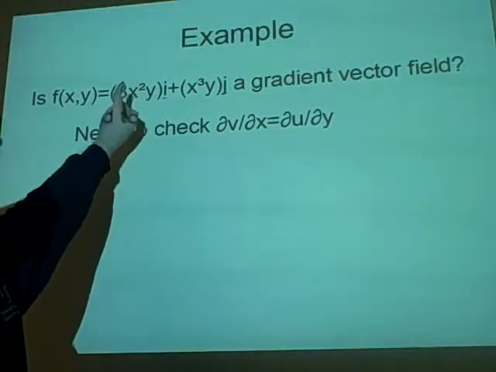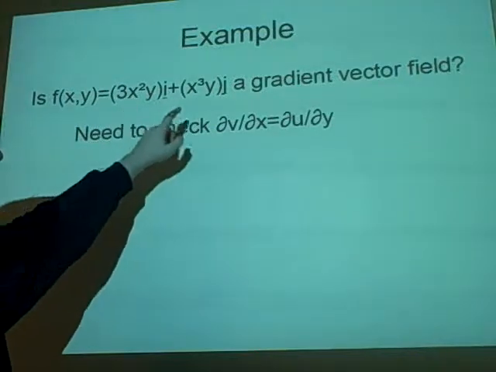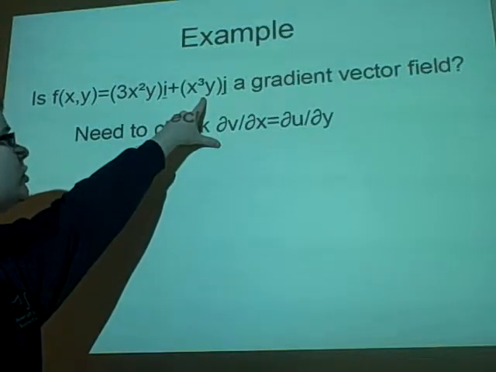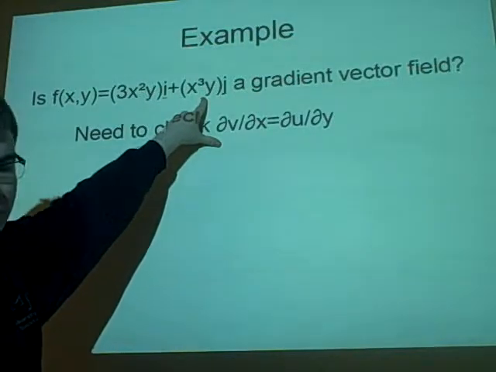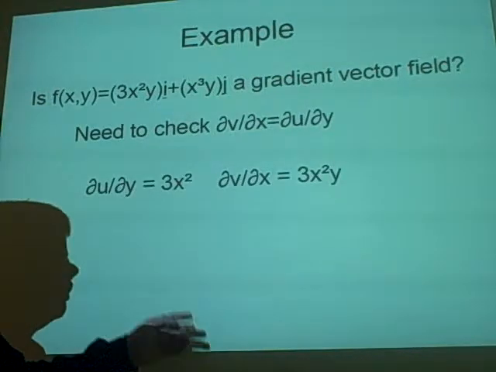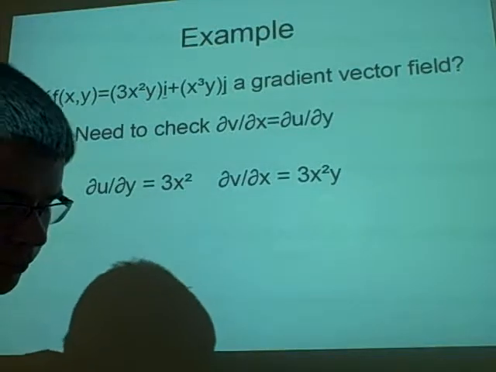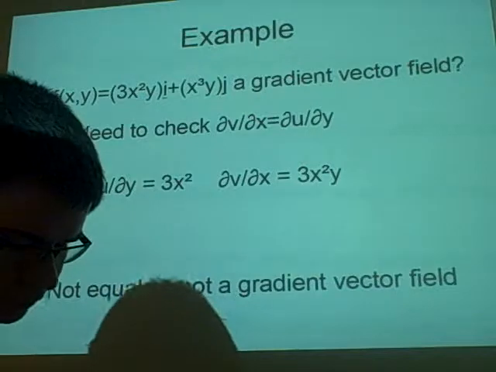So if we differentiate this with respect to y first, we'll get 3x squared. Differentiate this with respect to x, we'll get 3x squared, oh sorry. So they don't equate, and therefore it is not a gradient vector field.